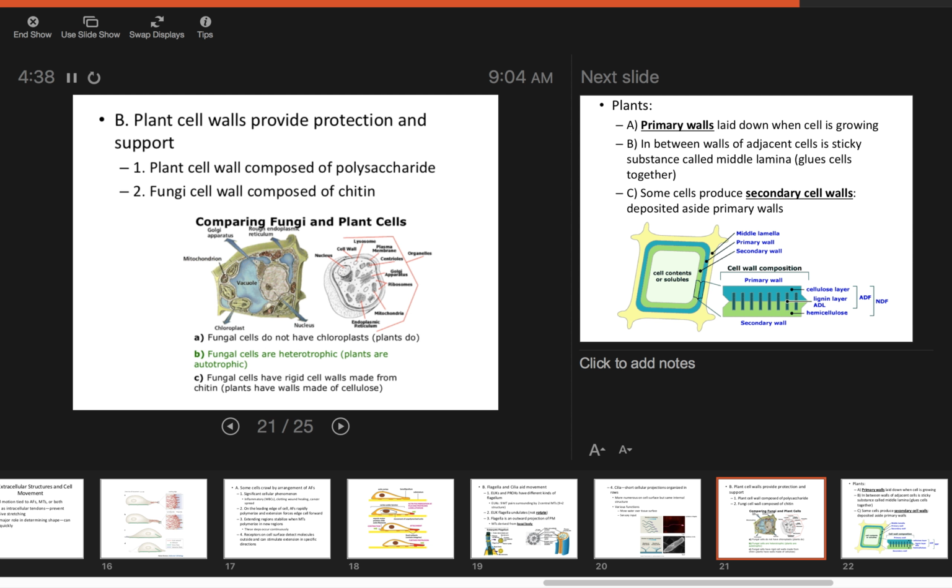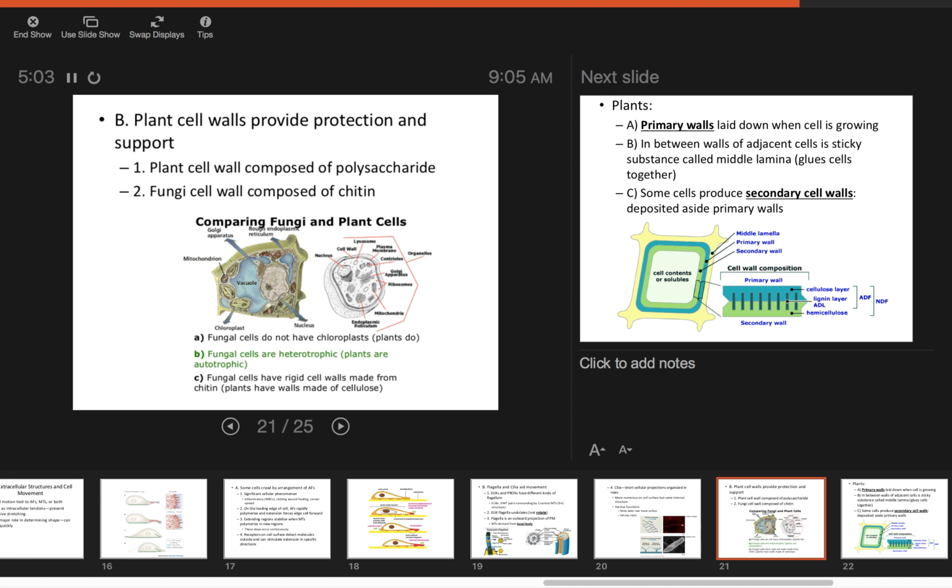Plant cell walls also provide protection and support. So we talked a little bit about the plant cell wall, how it's made of a polysaccharide. What's the polysaccharide? It's a sugar, multiple sugars linked together, and in this case with plants, it is what? Cellulose. Okay. Fungi cell wall is composed of chitin, which is also a polysaccharide.